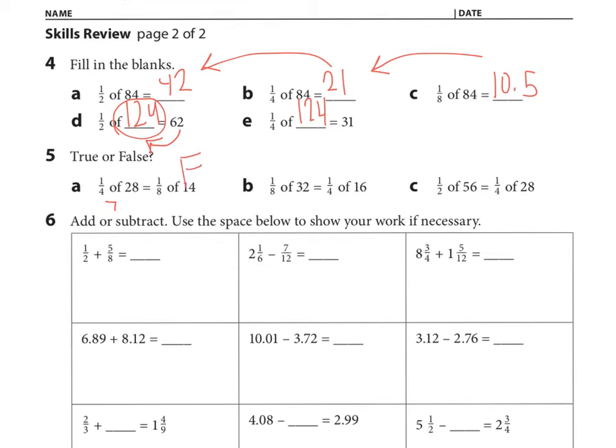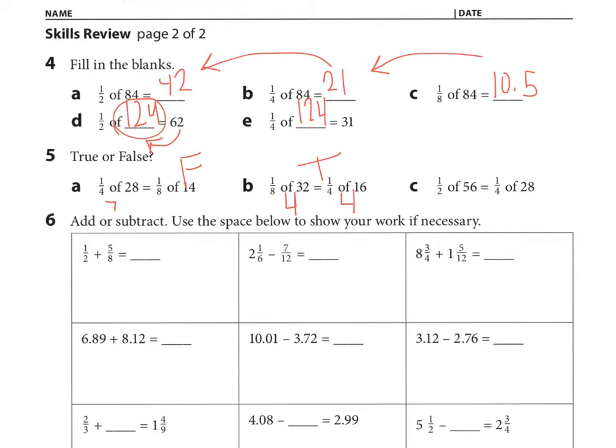B, 1/8 of 32 equals 1/4 of 16. Well, 1/4 of 16 I know is 4. 1/8 of 32 is 4. So this is true. And C, 1/2 of 56 is the same as 1/4 of 28.